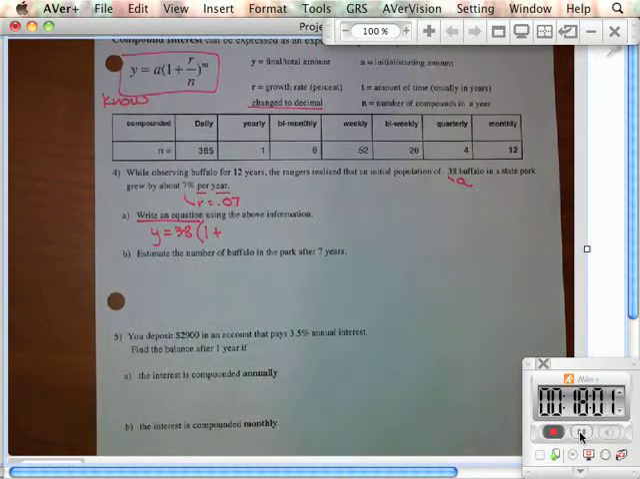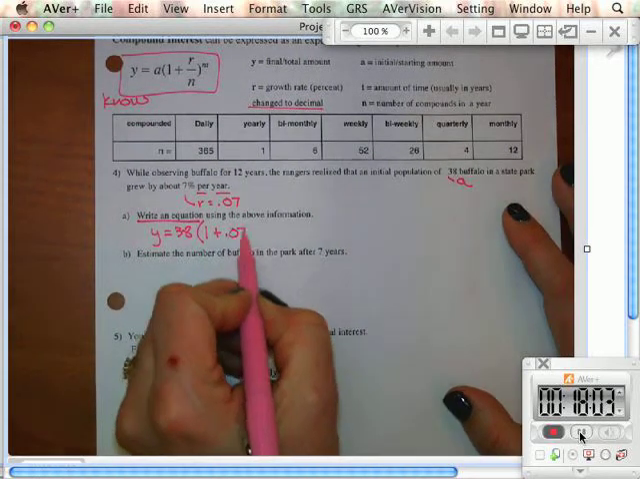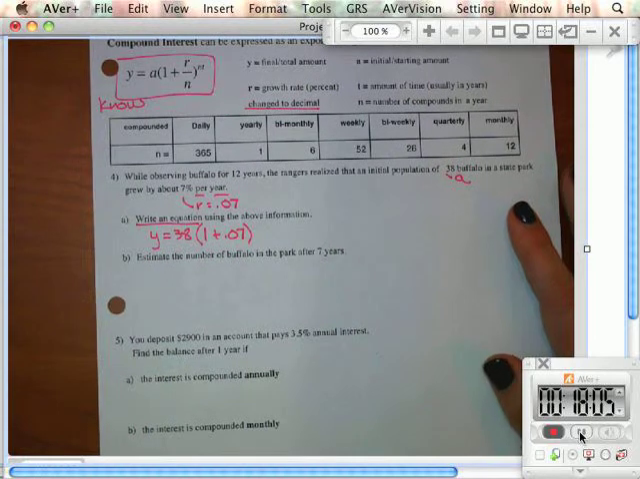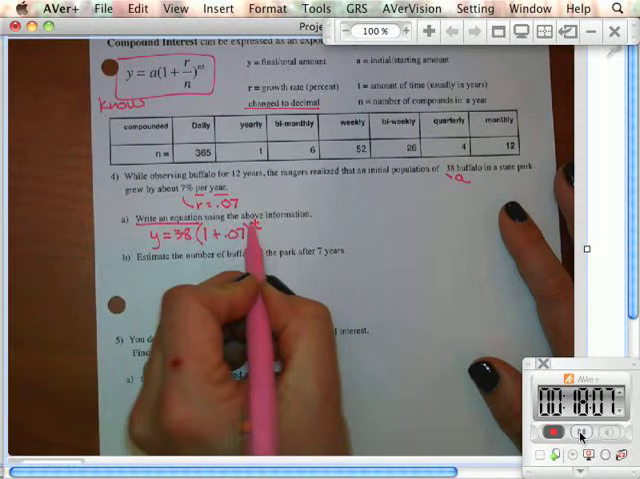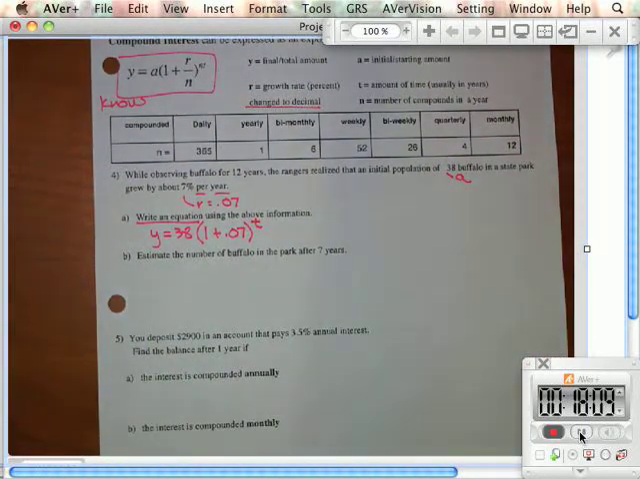So it's going to be 1 plus 0.07. And I want to keep this as a general equation where I can stick any time in there. So I'm just going to use T. That's my answer for that. Write an equation. Okay? N, again, is 1. So we don't need to worry about N here because it's per year. Make sense?